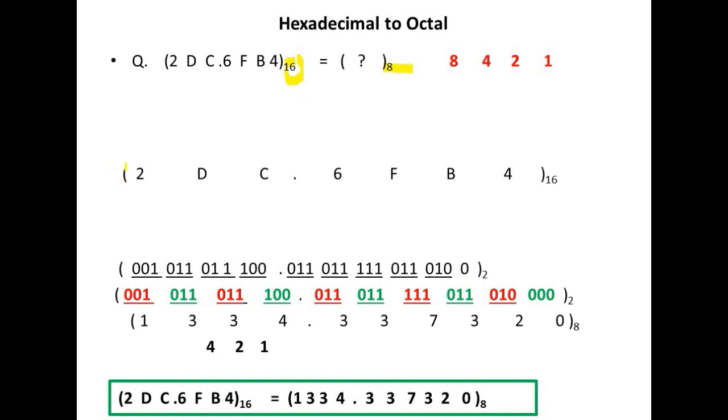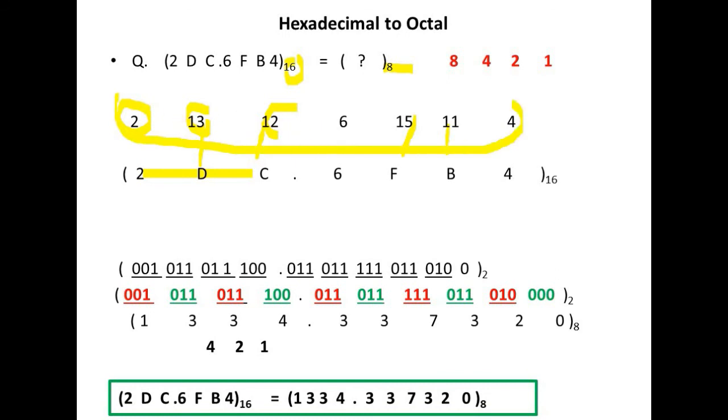So first we have to write the number with proper spacing. It is written here. Now we know that D is 13, C is 12, F is 15, and B is 11. We already know that. Now we have to convert 2, 13, 12, 6, 15, 11 and 4 into the equivalent binary number, because these are numbers in the hexadecimal system.